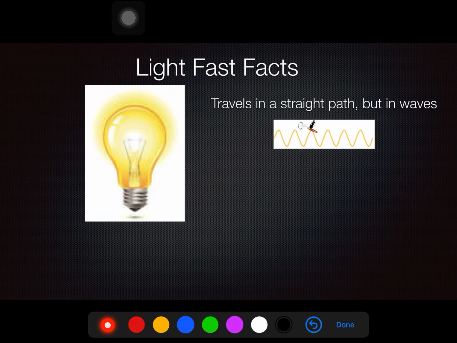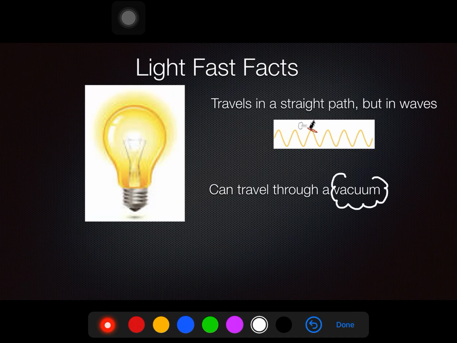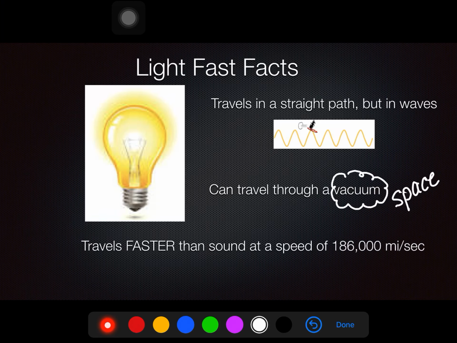Okay. So some fast facts about light that you should have read about, and we'll just recap this one. Light travels in a straight path, but it does travel in the form of a wave. Light can travel through a vacuum, and what that means is it's not what you sweep your floor with. Light travels through a region that has no matter in it. Light does not need matter to travel. So something like space, where there's no matter in space. Well, there's matter, but it's so far apart we consider it a vacuum, right?